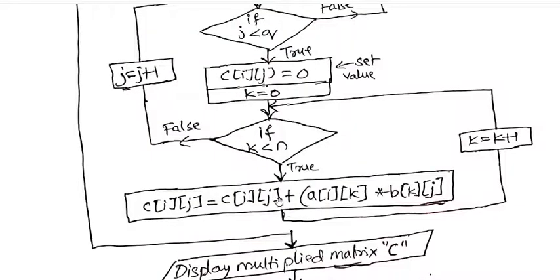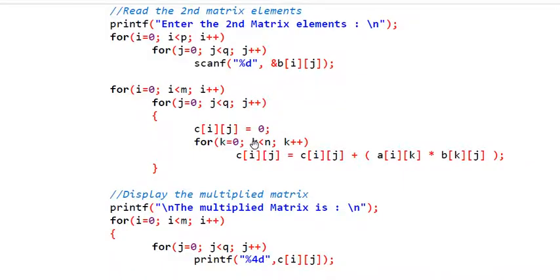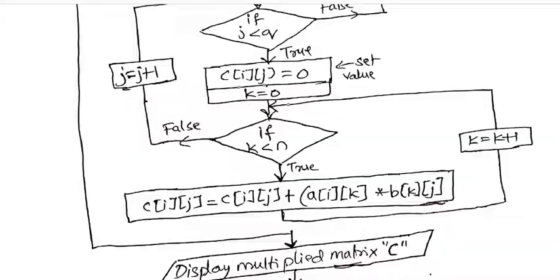After executing that, we will increment the k value, k is equal to k plus 1. Again I will check k less than n. As long as this condition is true, it will calculate this and increment the k value. That is what is happening in the loop. So this represents the innermost loop. The innermost for loop is represented by this.